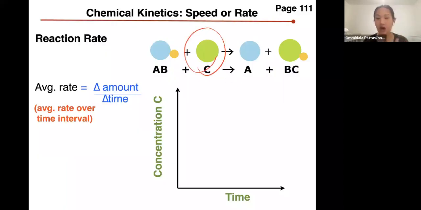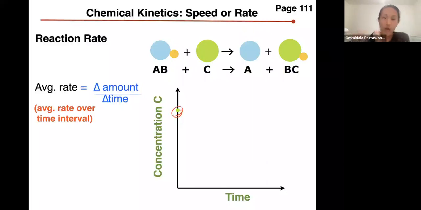If you think about it at the beginning, before the reaction starts, you are not forming any product at all. You are starting with A, B, and C molecules. So that means at the beginning, before any reaction starts, the concentration of C is going to be at the highest concentration. That's why it's at a high place right here on the y-axis.